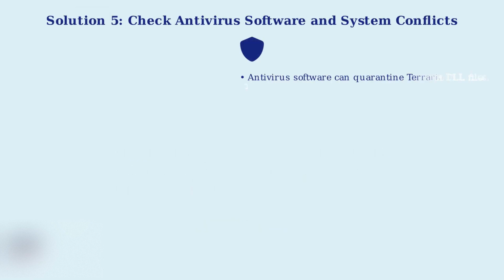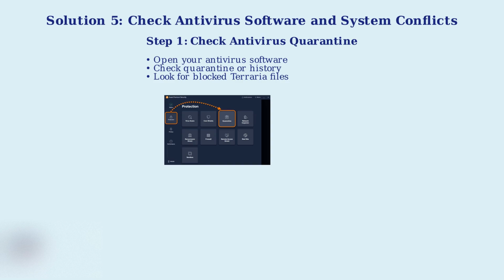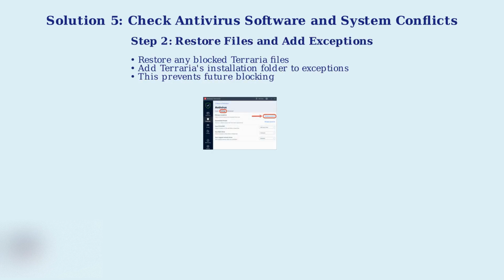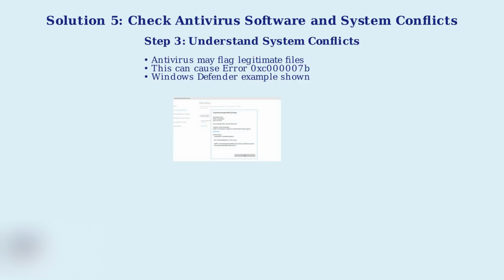Antivirus software can sometimes interfere with Terraria by quarantining necessary DLL files, mistaking them for threats. First, open your antivirus software and check its Quarantine or History section to see if any Terraria-related files have been blocked. If you find blocked files, restore them from quarantine. Then add Terraria's installation folder to your antivirus exception list to prevent future interference. Antivirus programs, including Windows Defender, may sometimes flag legitimate Terraria files as threats, leading to the error.